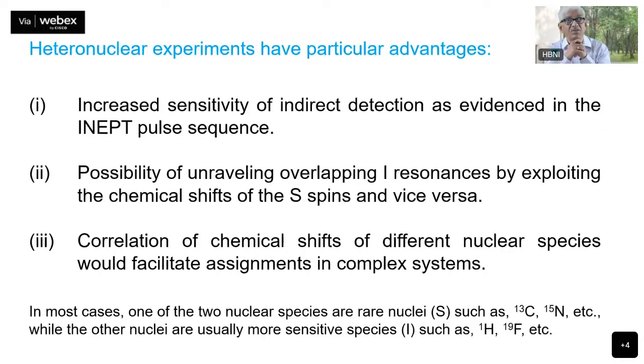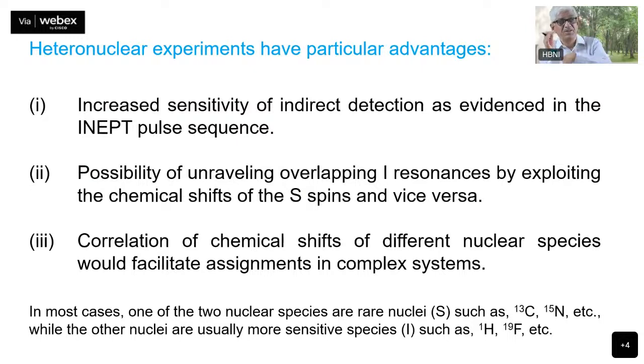Okay, so heteronuclear experiments have particular advantages. What are these? Increased sensitivity of indirect detection, as evidenced in the INEPT pulse sequence. This we already saw in the INEPT. When we have proton, the magnetization is transferred from the proton to the carbon. That is the INEPT, and you can see the enhancement in the sensitivity. Possibility of unraveling crowded resonances by exploiting the chemical shift of the S spins, and vice versa, right?